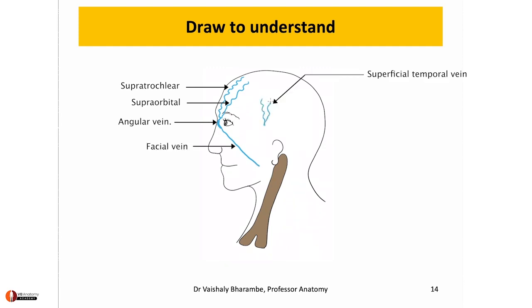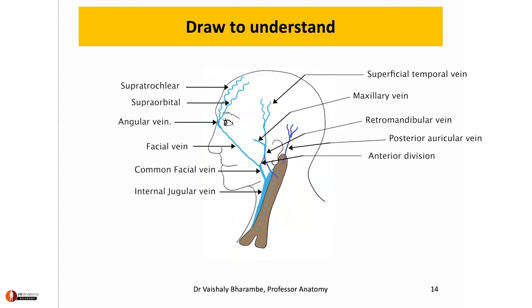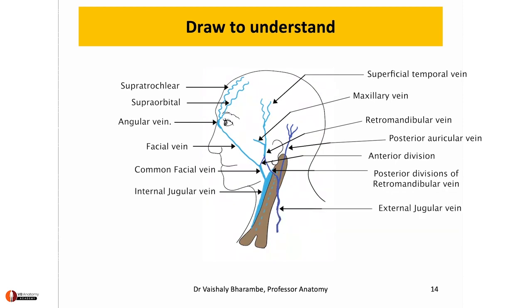Okay. Meanwhile, the superficial temporal vein meets with the maxillary vein to form the retromandibular vein. The retromandibular gives rise to an anterior division which meets with the facial vein to form the common facial vein, which drains into the internal jugular vein. Parallelly on the posterior side, the posterior auricular vein meets with the posterior division of the retromandibular vein to form the external jugular vein. The external jugular vein crosses superficial to the sternocleidomastoid and finally drains blood into the subclavian vein.